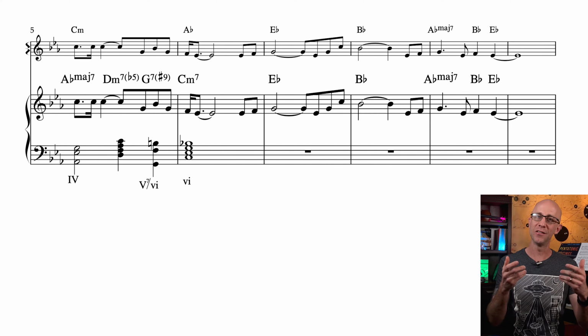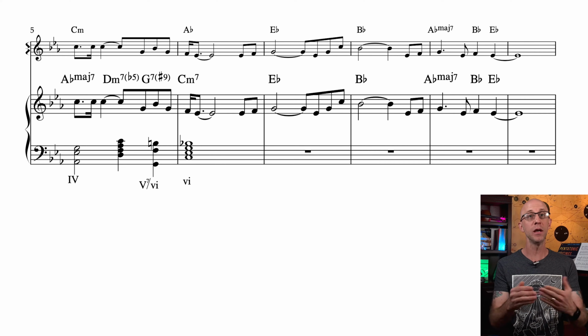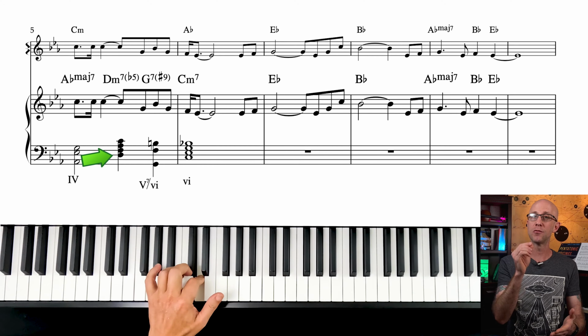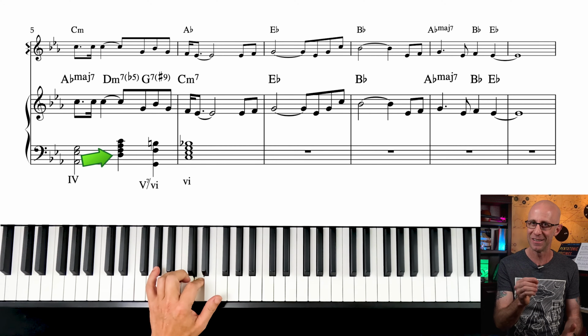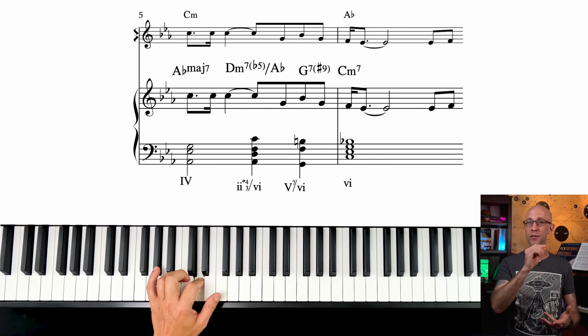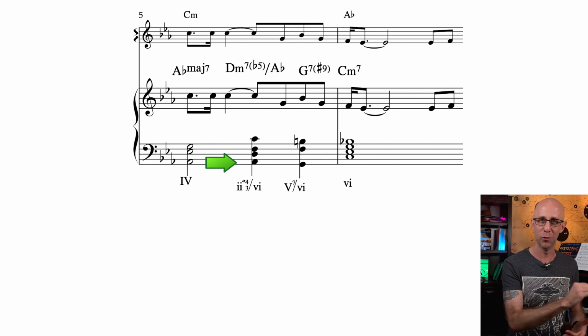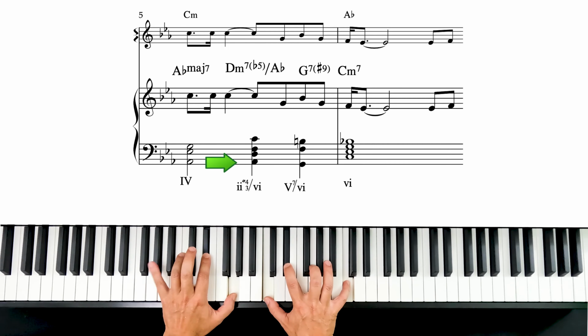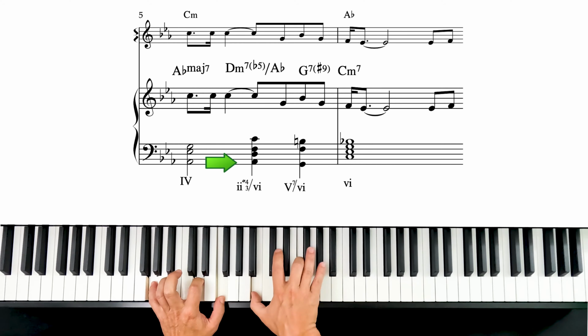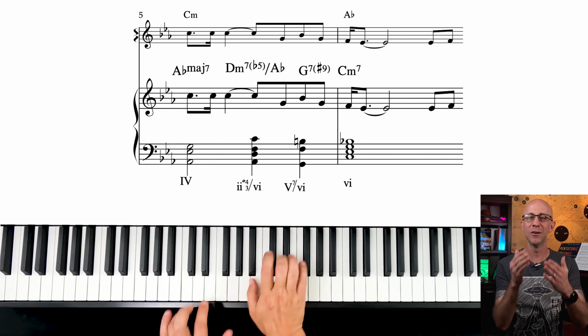Which tonicizes the 6 chord nicely. This creates a bass line also that moves by a tritone, which is not great. But if we play the D minor 7 flat 5 in second inversion, we get a pedal point. Please always consider the bass line.